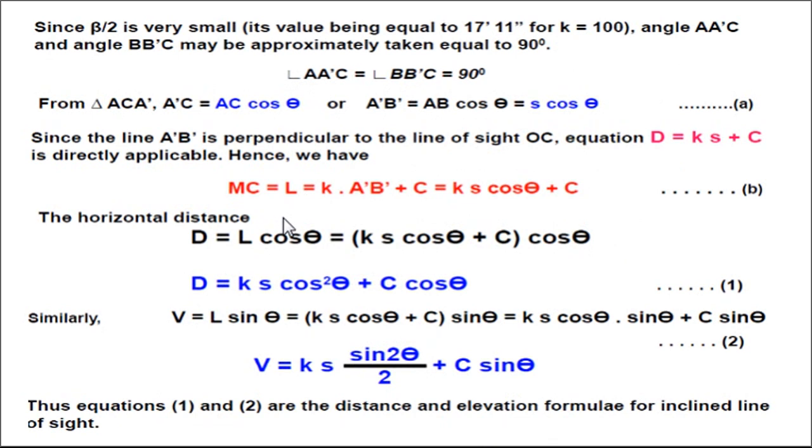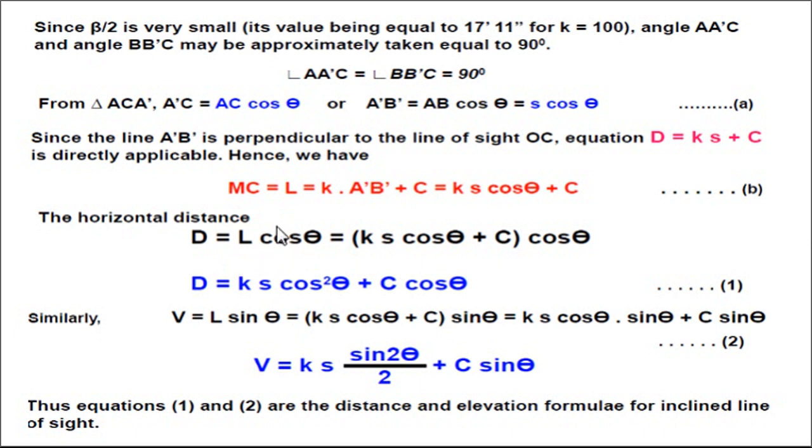So L is equal to K into S cos of theta plus C, where S is the staff intercept. Equation number 2: the horizontal distance D is equal to L into cos of theta.